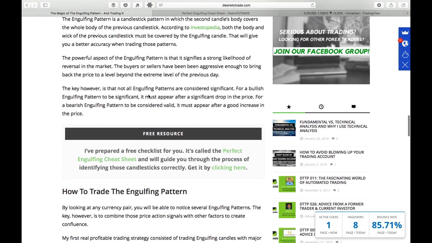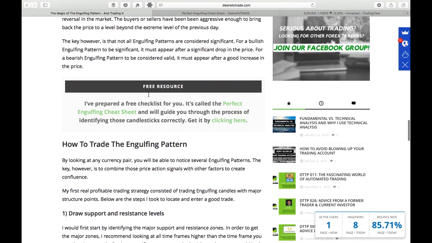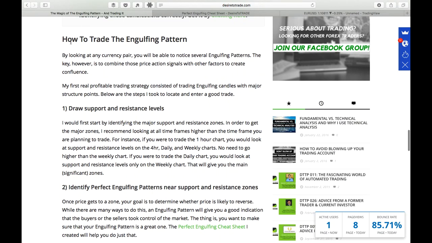Now, the question with all this is, yeah, it's good to know what engulfing patterns are, but how do you trade them? That's the real question, right? So I want to show you exactly how that works and how I started doing it first. So the main thing you're going to do is take any chart you want, of currency pairs ideally. It works also on stocks or anything. But then you're going to draw support and resistance. So that's the first step.